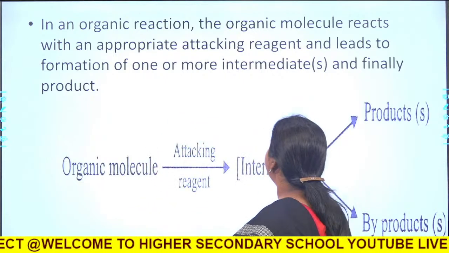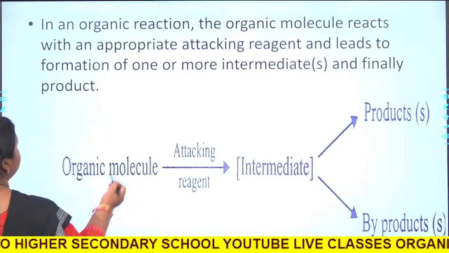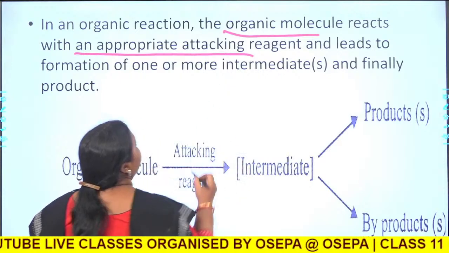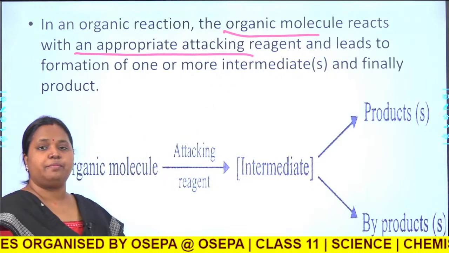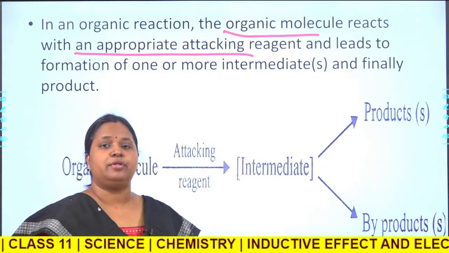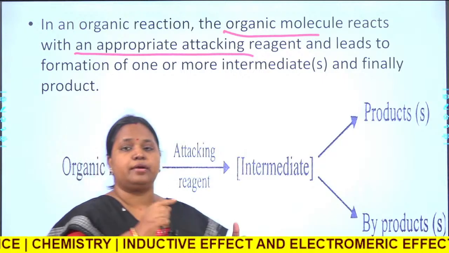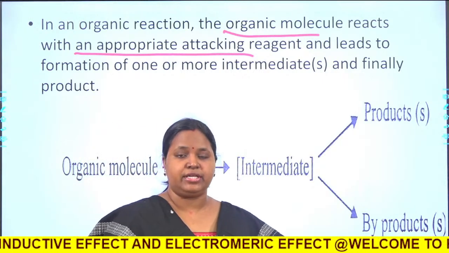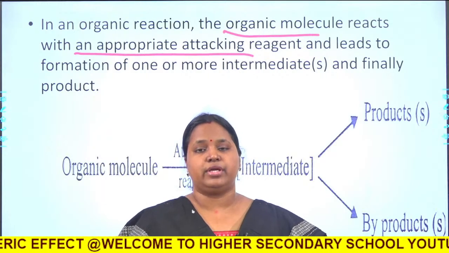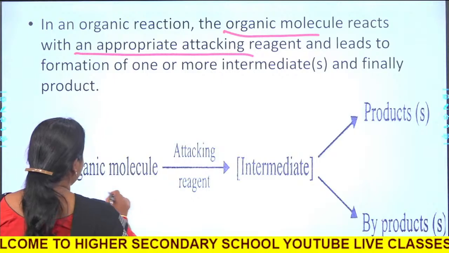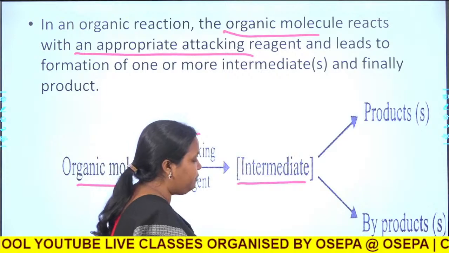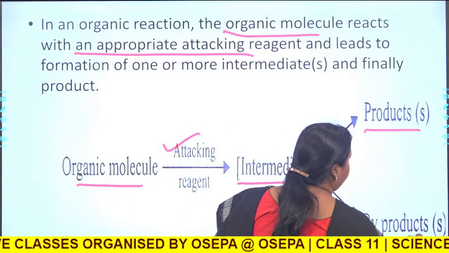In an organic reaction, the organic molecule reacts with an appropriate attacking reagent, and this leads to formation of an intermediate, and the intermediate then breaks down to give you the products. Organic molecule, attacking reagent, intermediate. Now, the intermediate breaks down to give you products and byproducts.